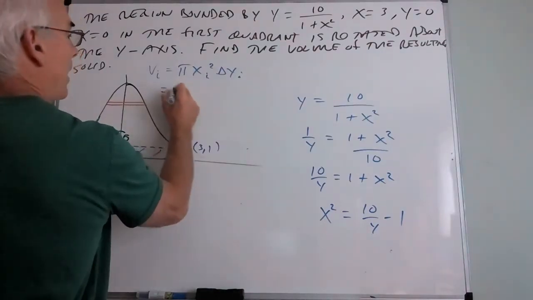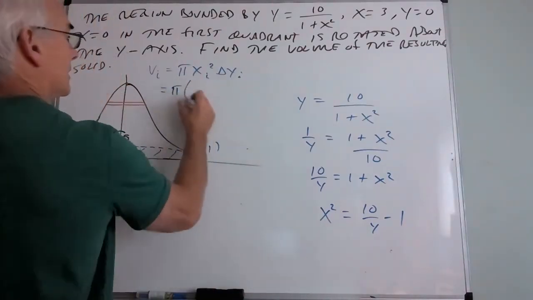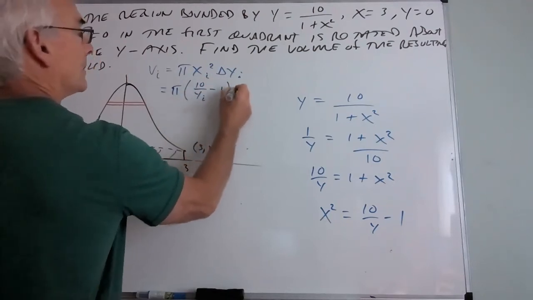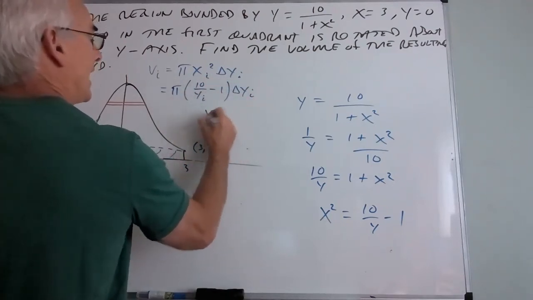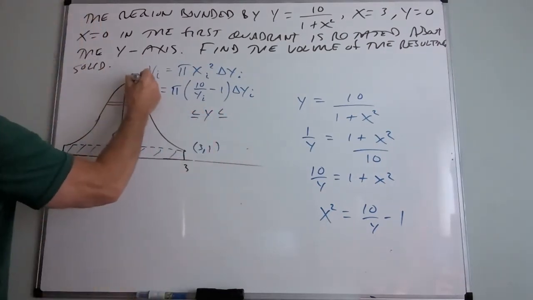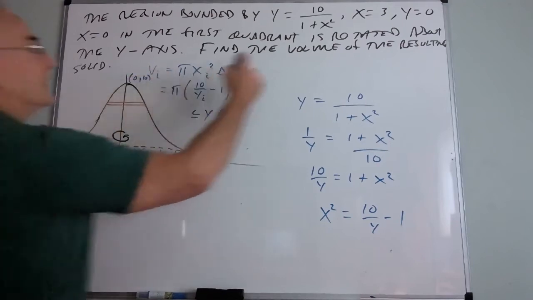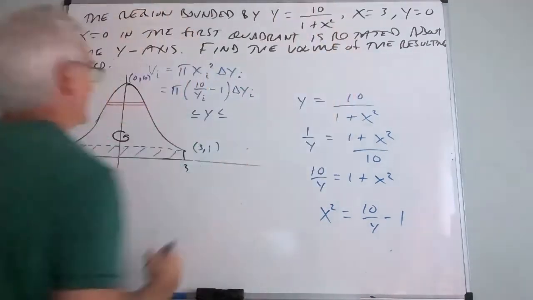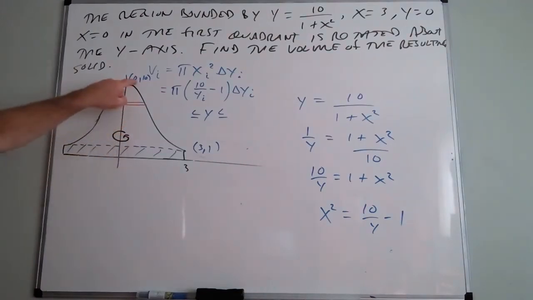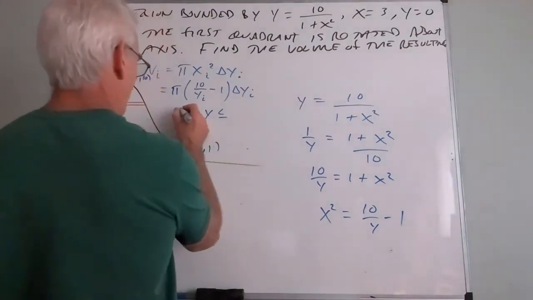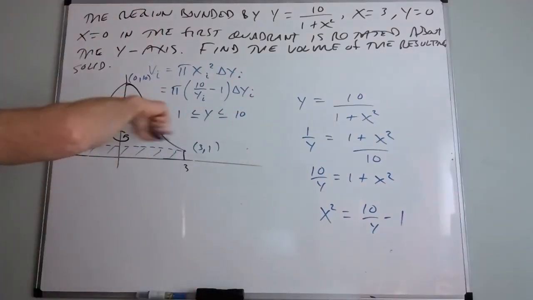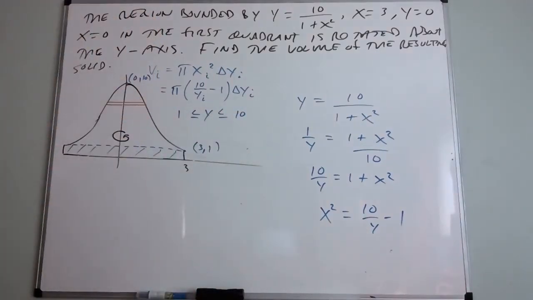So this would be pi times 10 over yi minus 1 delta yi, and the range of values for y, well, let's see, that point there is of course 0 comma 10. If x is 0, y is 10. So my y's are going from here to here. So the y's will be going from 1 to 10. That will now give me the volume of that thing.